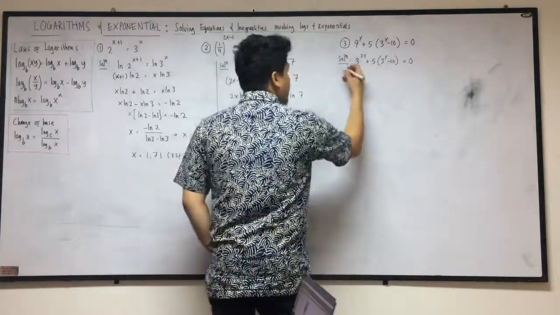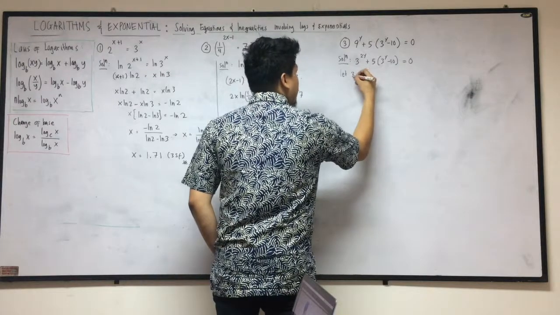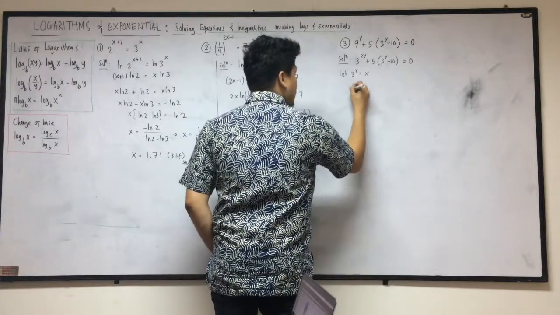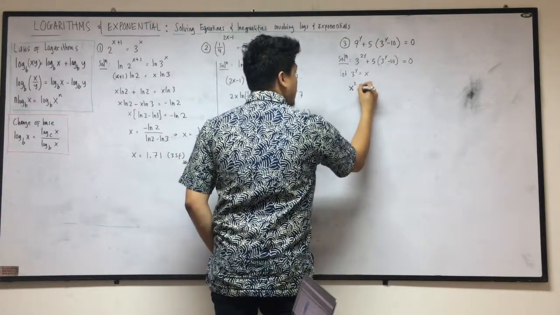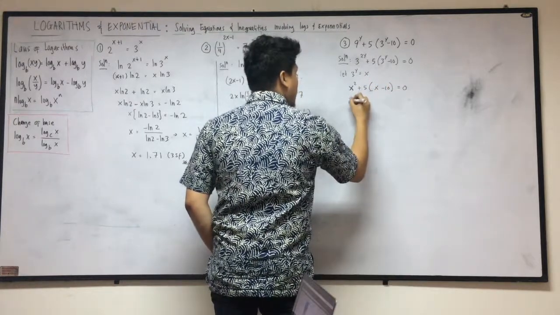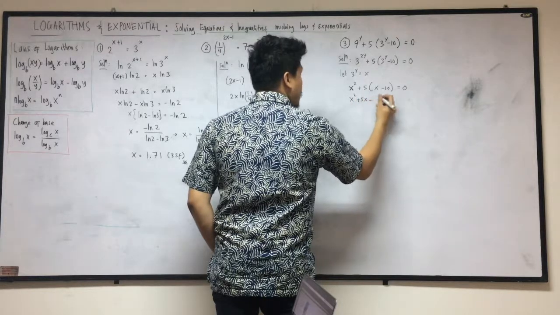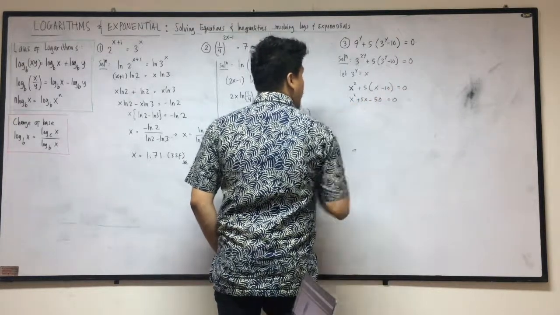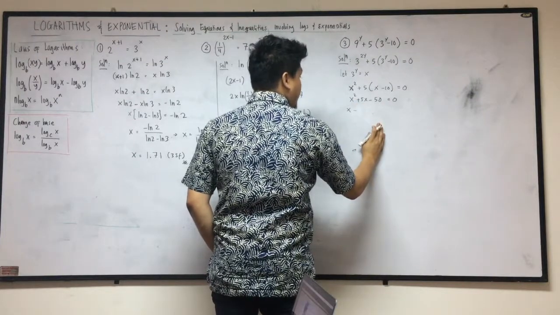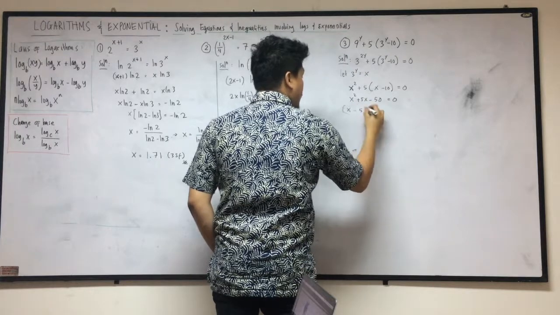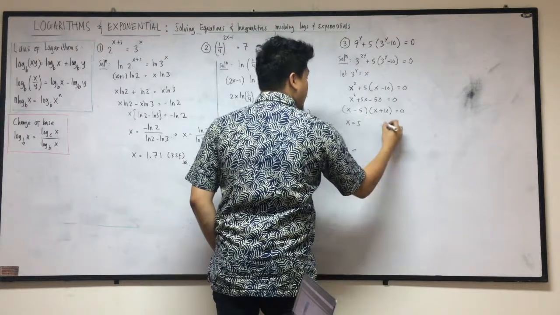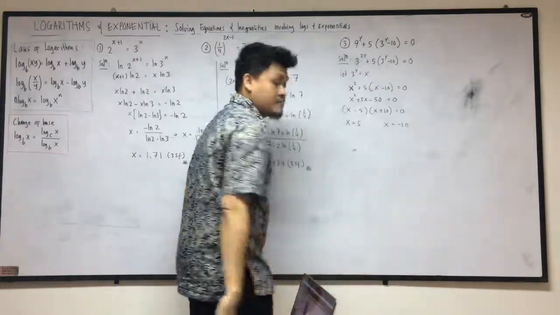Let's just assume that 3 to the power of y equals x. So this is going to be x squared plus 5 times x minus 10 equals 0. Actually, x squared plus 5x minus 50 equals 0. So x minus, what's that? 10 and 5, right? So (x minus 5)(x plus 10) equals 0. x equals 5, x equals negative 10.